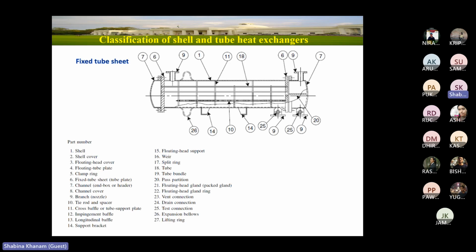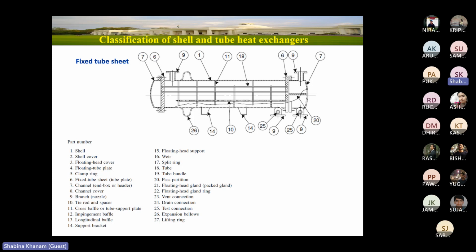So this is the schematic of fixed tube sheet, and we have different numbers over here. You can see these part numbers, and you can read from this on your own. But the main emphasis which I would like to speak on is that this is fixed tube sheet. Fixed tube sheet means the tube sheet is fixed with the shell. The purpose of the tube sheet is to separate the liquid of shell side and tube side, that we discussed yesterday, right? Second is to hold the tubes.